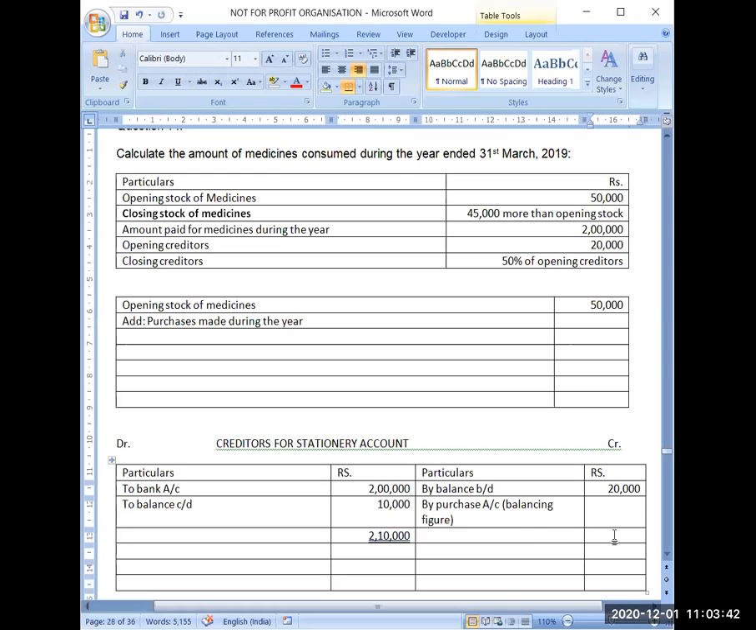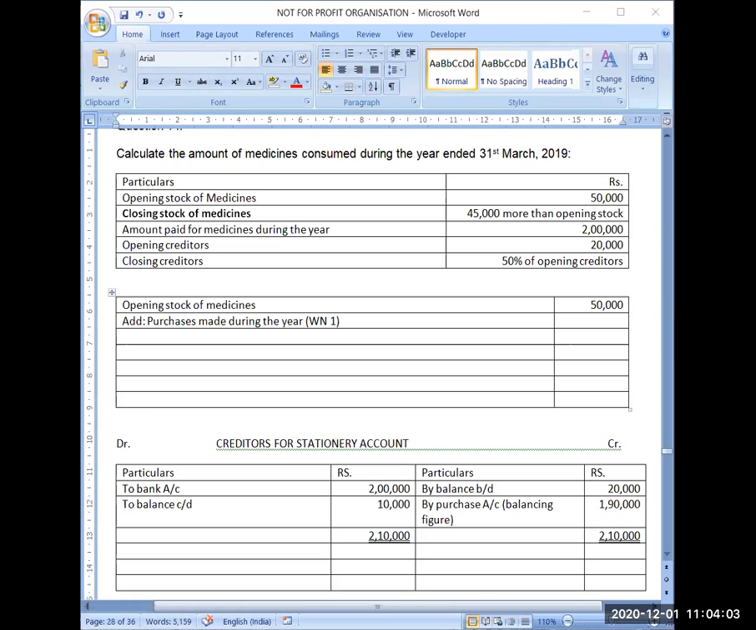Same will be written here, and we will calculate the balance, that will come 1,90,000. So means we have purchased goods worth rupees 1,90,000 during the year. You can write here also working note number 1, and you can give this as working note number 1. So 1,90,000.